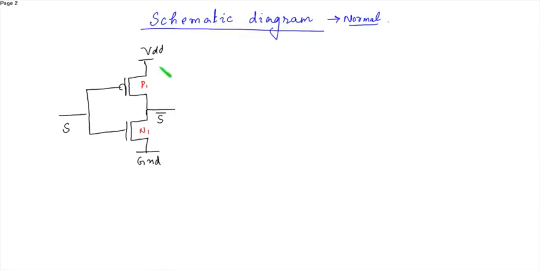Now, this is the source of the PMOS. This is the drain of PMOS. This is the drain of NMOS, and this is source of NMOS. These are the gates. So at this terminal, we obtain the select input, and here it is select bar. This is the output S bar.